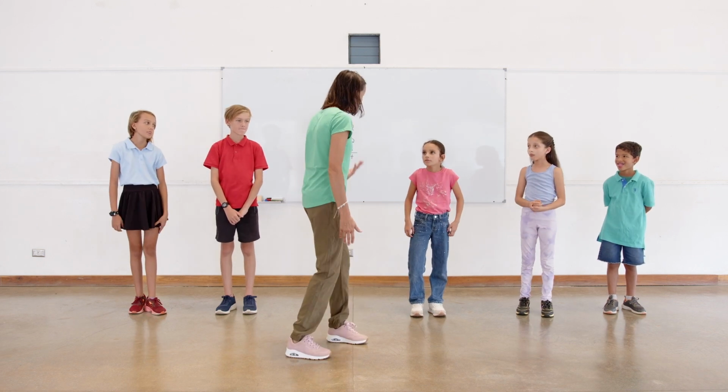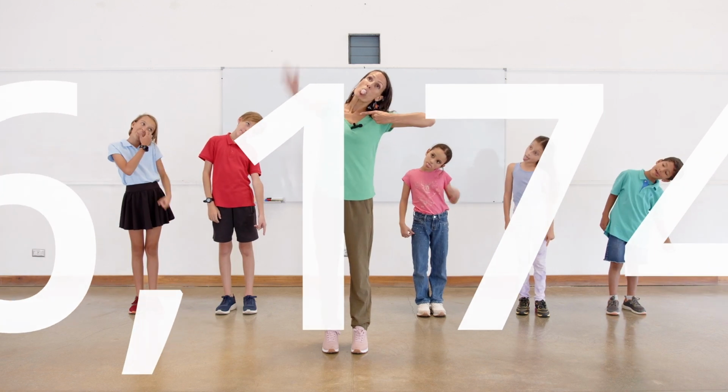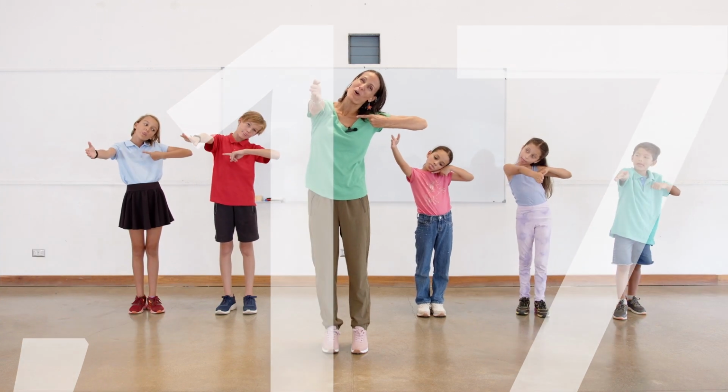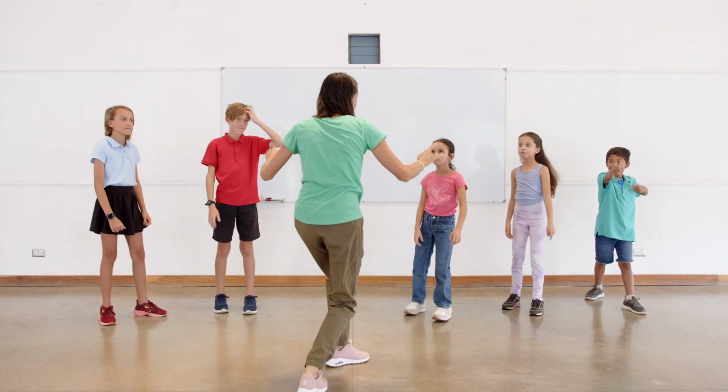What does 6174 look like in Dancing Digits? We have 6,000, 100, 70, and 4. You got it? Okay, we're going to take this to the park.